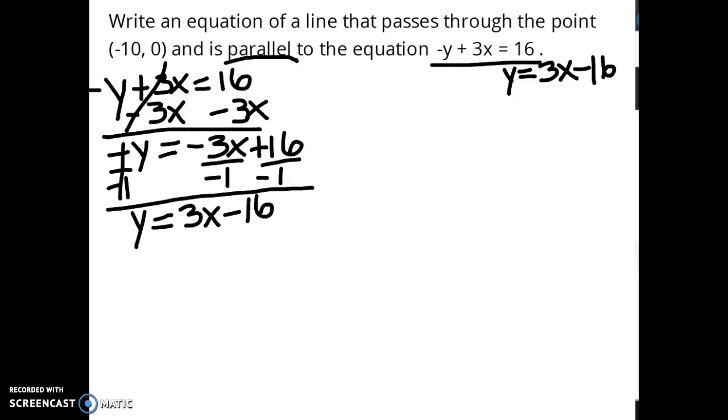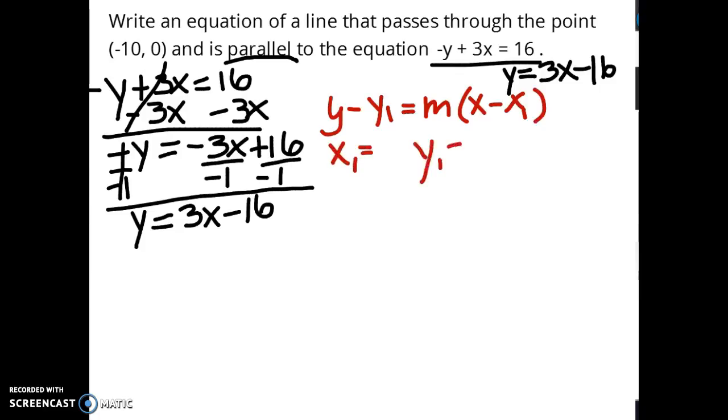Using my point slope form, and point slope form is y minus y sub 1 equals m times x minus x sub 1. I need to substitute in for my x sub 1, my y sub 1, and my m. That will give me the equation that is passing through this point and is parallel to this slope.